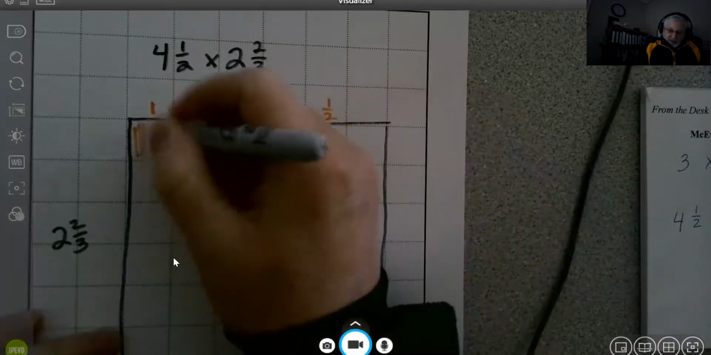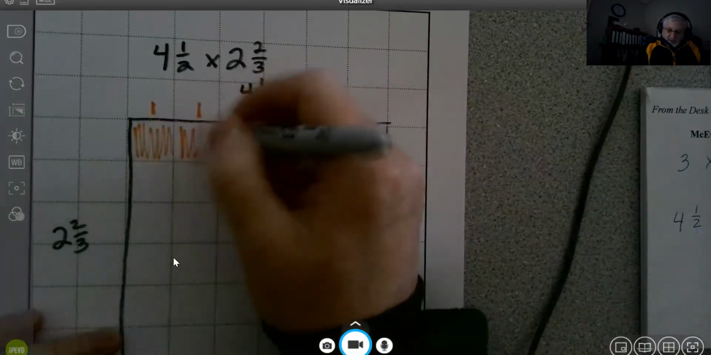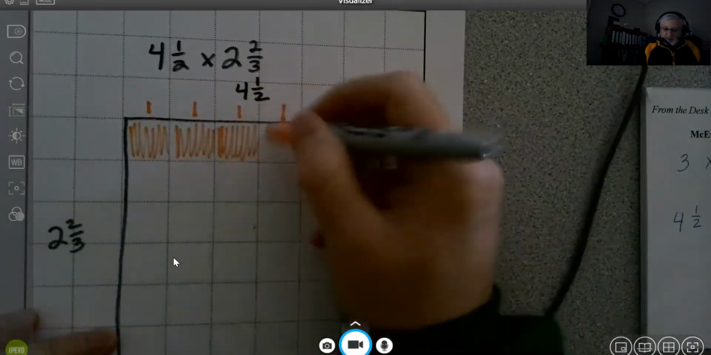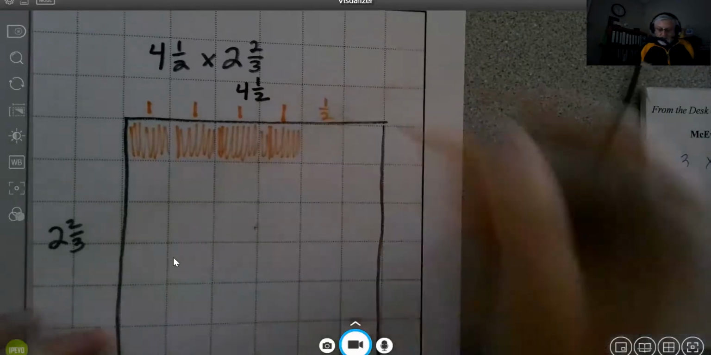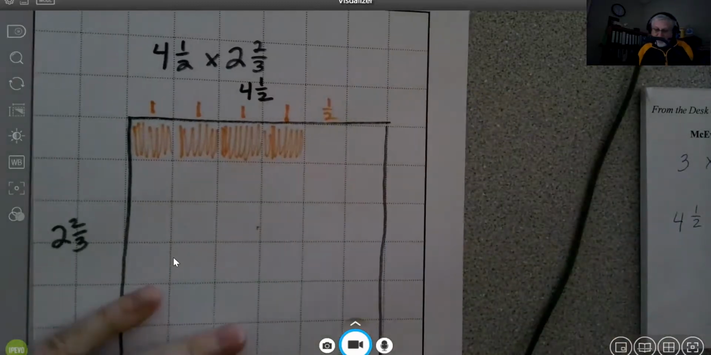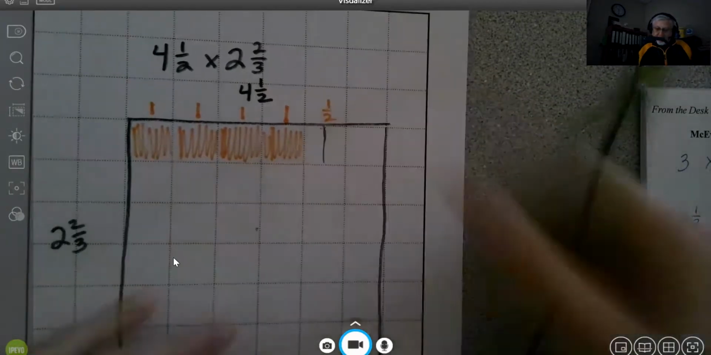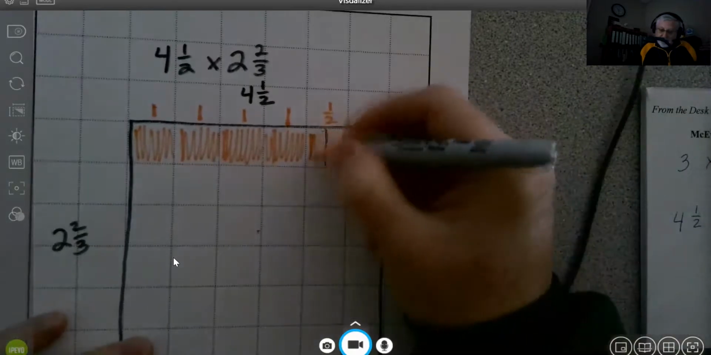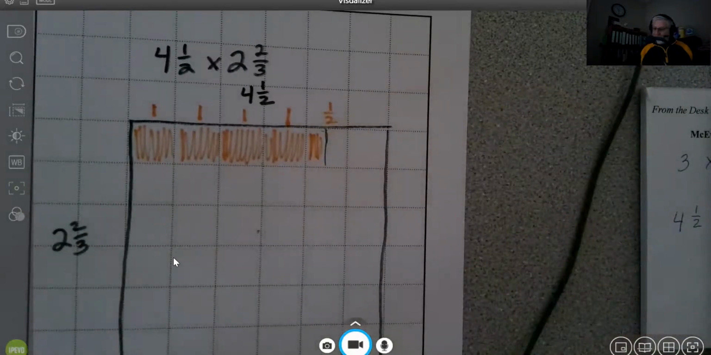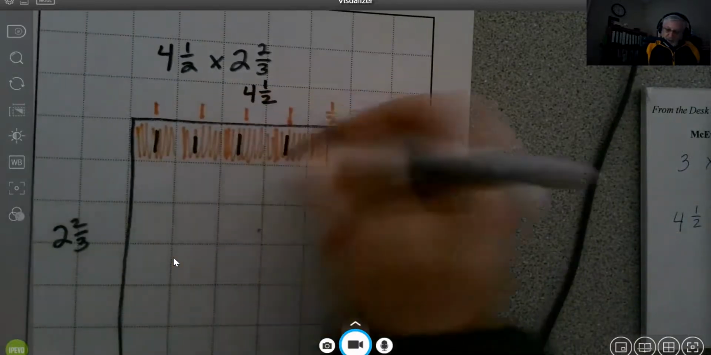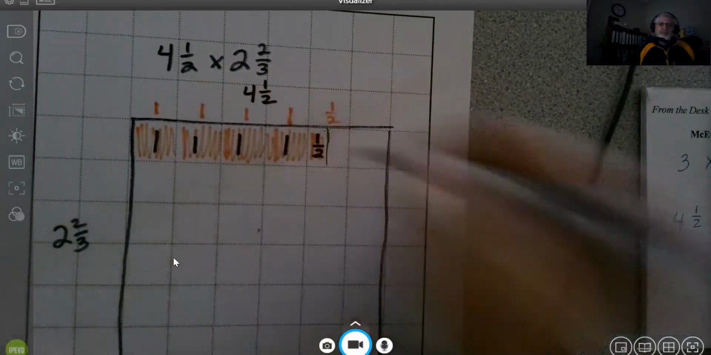So I have to shade in 1 hole, 2 holes, 3 holes, 4 holes, and then I have to shade in a half. So I'm just going to cut this square in half, and I'll shade in half of that. Okay, so I know that's a hole, a hole, a hole, a hole, and that's a half.